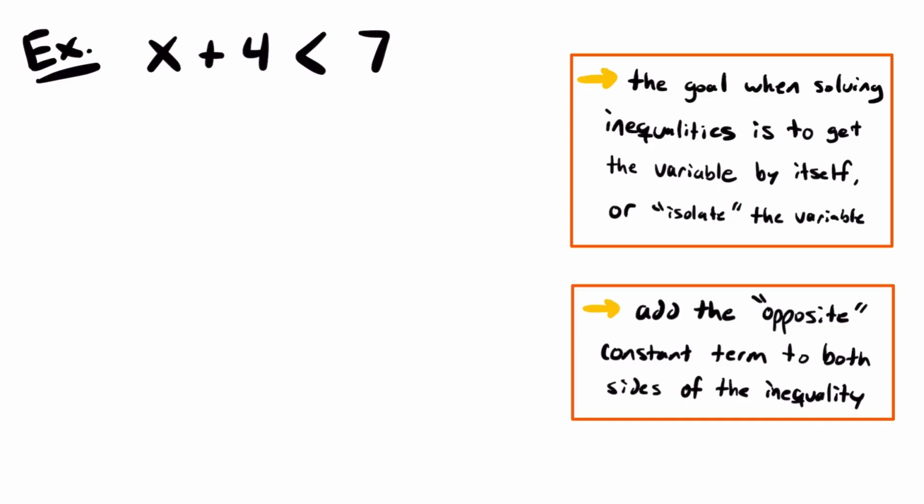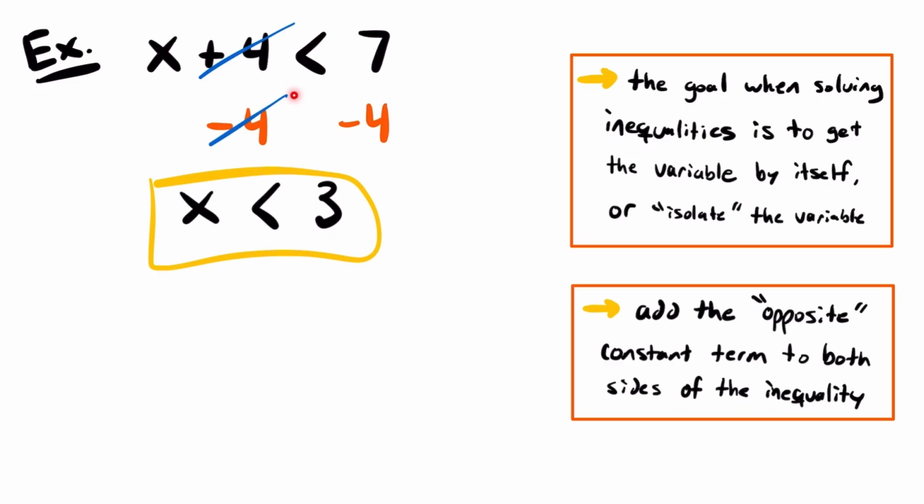All right, so if we subtract 4 from both sides, 4 minus 4 is 0. So those two terms cancel each other out, and you'll just be left with x on this side, and x will be less than 7 minus 4, which is 3. So we get x less than 3, and that would be the solution set to this inequality. What this tells us is that for any value of x that you plug into the original inequality that is less than 3, this statement will be true.